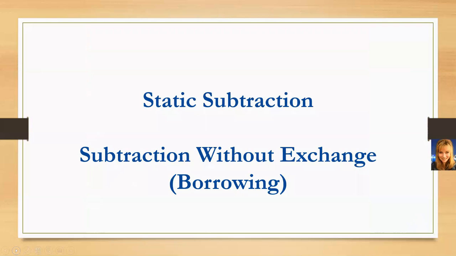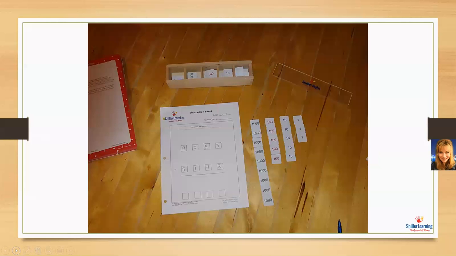Okay, let's take a look at subtraction with the number tiles. And just like doing addition with the number tiles, we want to start off with static subtraction, that is subtraction without exchange, also known as borrowing. So let's start with 9,553. We're going to subtract 5,142.